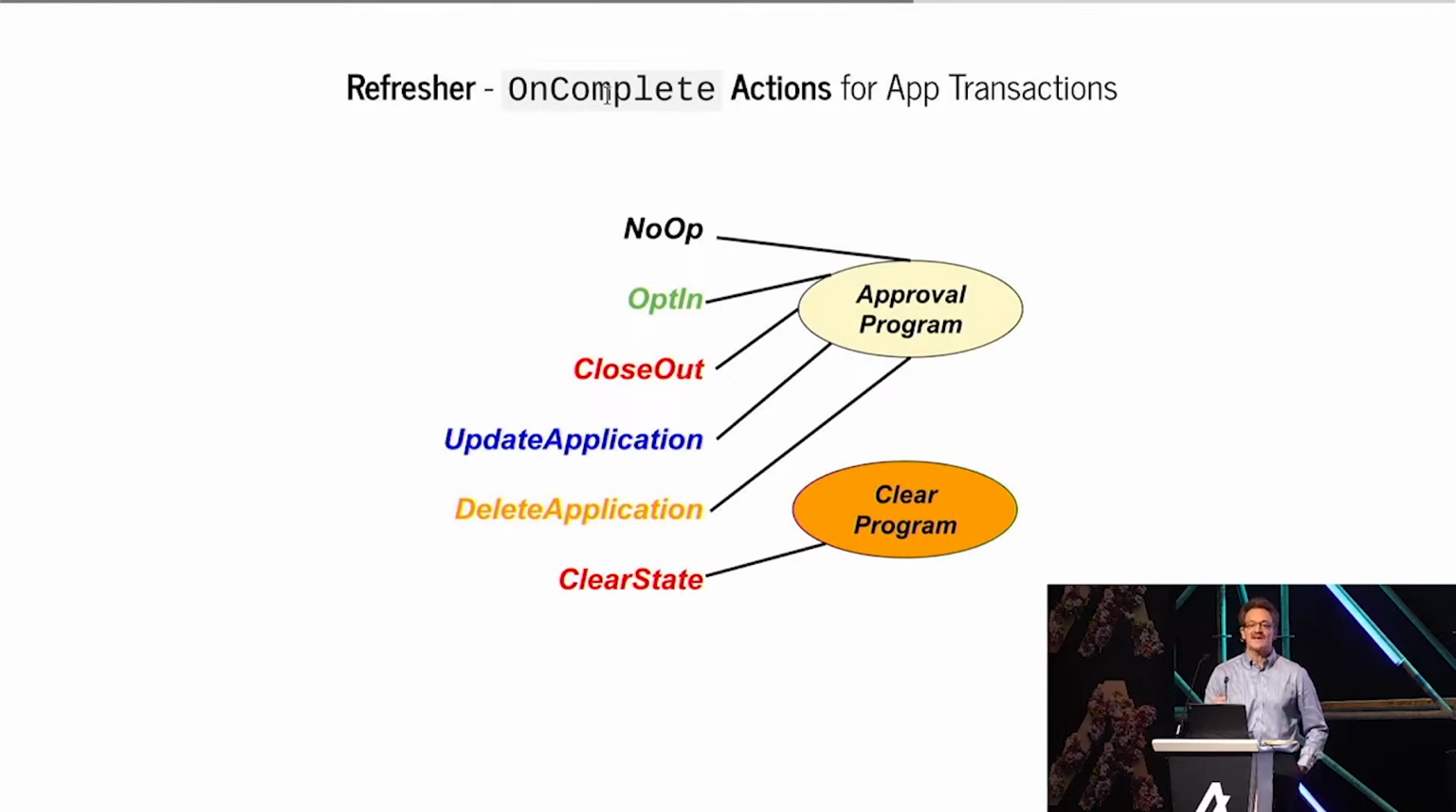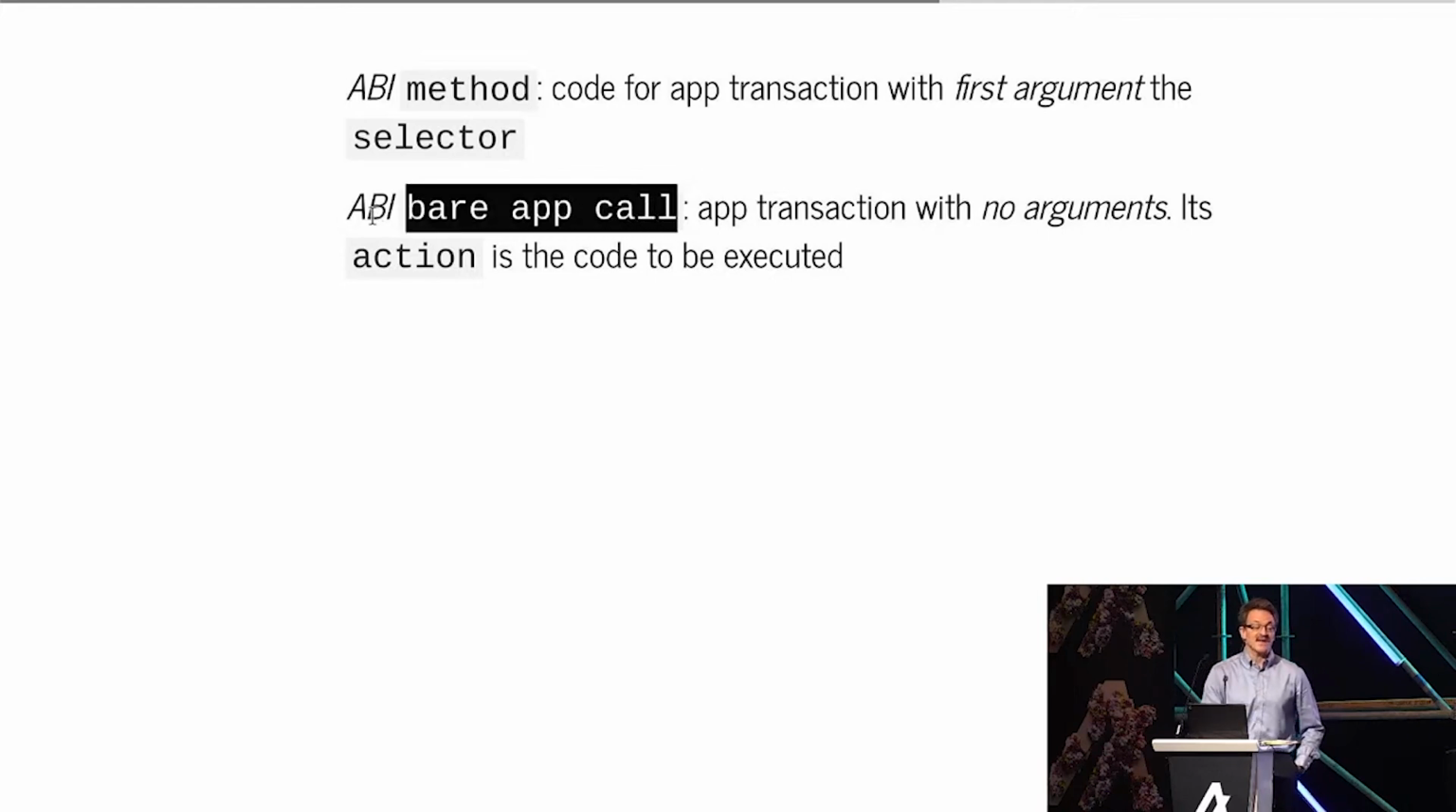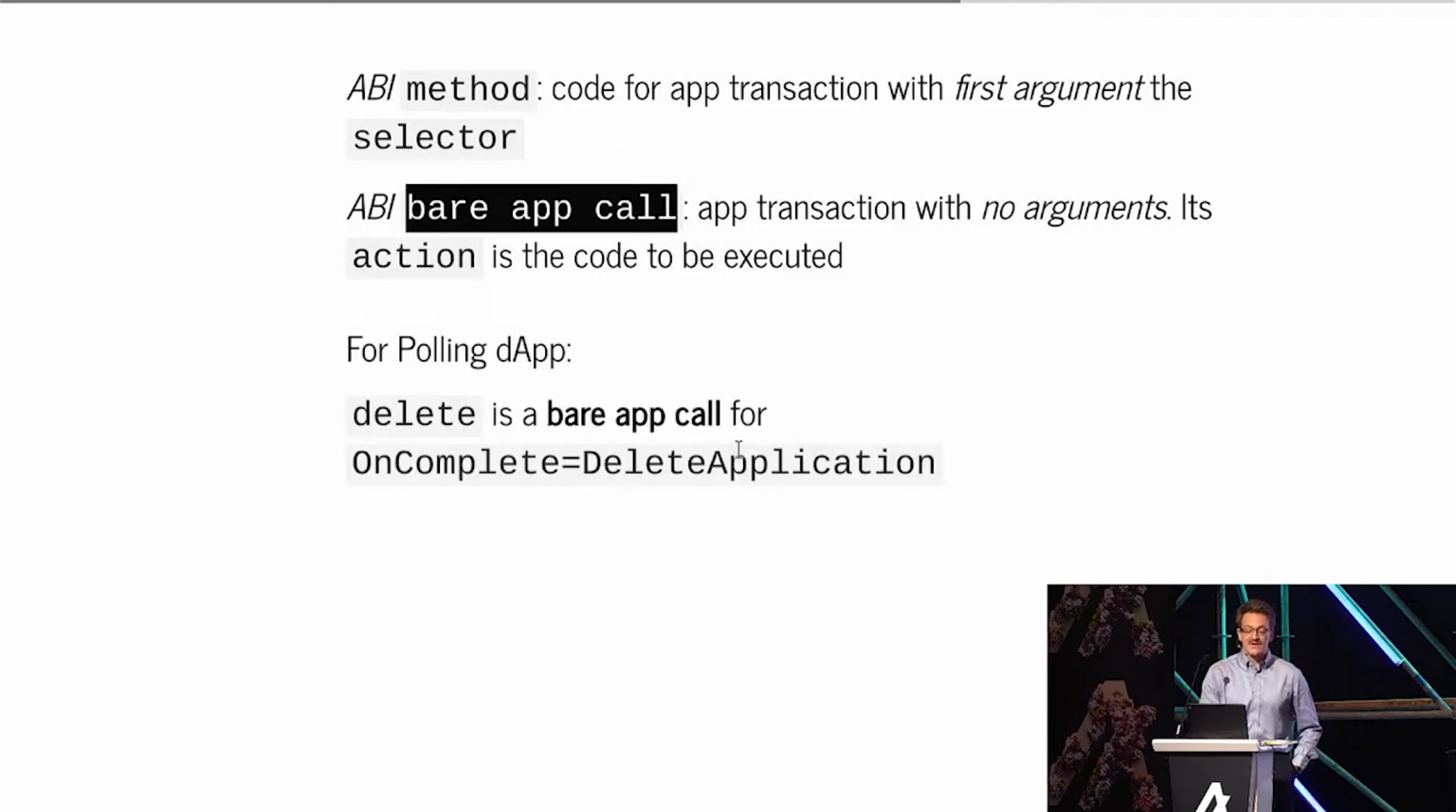You don't need any arguments. Well, that's why I said that delete was not really a method, because there's a special term for application call transactions that don't have any arguments. Those are called bare app calls, according to the ABI, the ARC4 ABI. So the delete is going to be a bare app call.